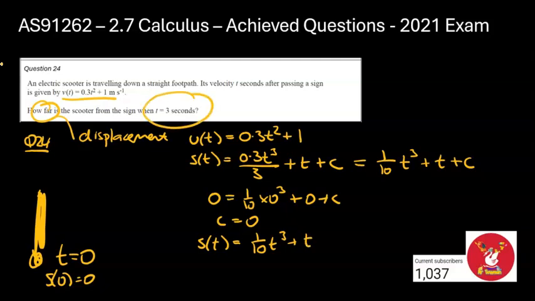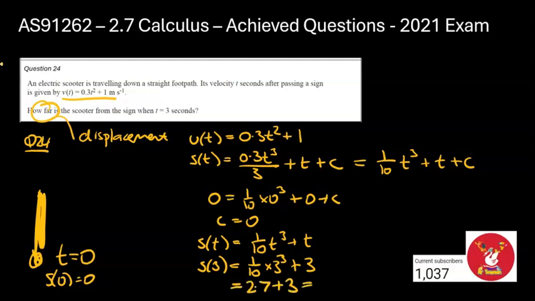To answer the question, we now need to substitute t equals 3. So my displacement after 3 seconds is going to be 1/10 times 3 cubed plus 3. So let's start off with this section here. So 3 cubed is 27. 1/10 of that is 2.7. That's going to be 2.7 plus the 3, which means my displacement is actually going to be 5.7 meters. And I've answered the question.